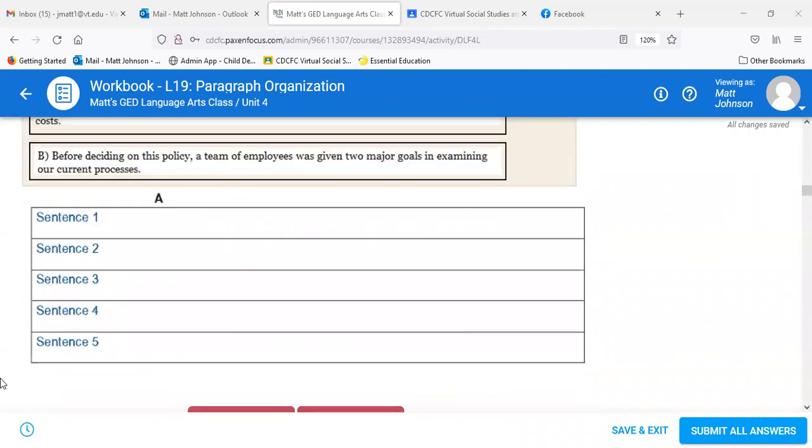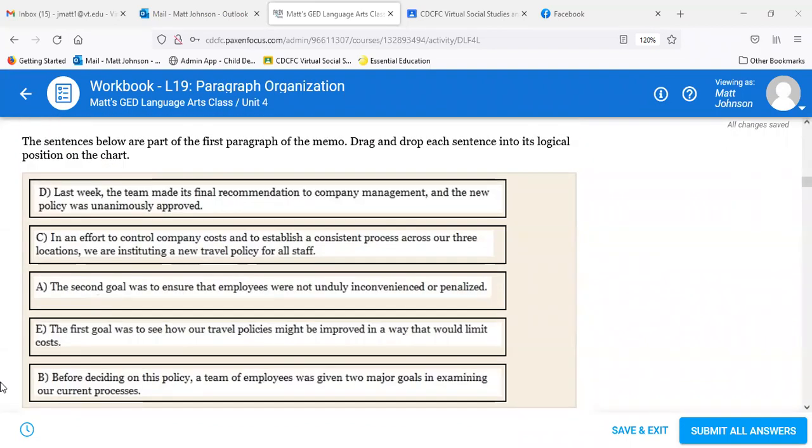So we're going to drag and drop. We have for sentence 1, what would make a good topic sentence here? What would we want to start with? I'll just throw it out to all of you.